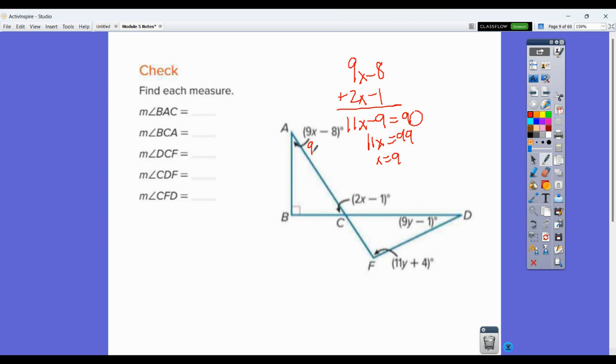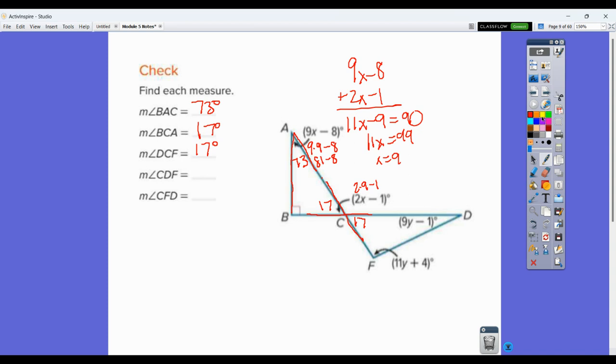If I start to work with that, 9 times 9 minus 8. What is that? 81 minus 8 is 73. And then 2 times 9, 18 minus 1 is 17. So we've gotten those angle measures. Let's see, BAC. Again, tracing to find these angles, BAC is this one. So that's 73 degrees. BCA, from B to C to A, that's my 17 degrees. DCF, that's this one. Those are vertical angles, so I'm going to fill in my 17 as well.